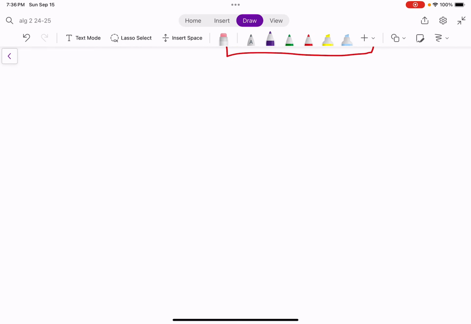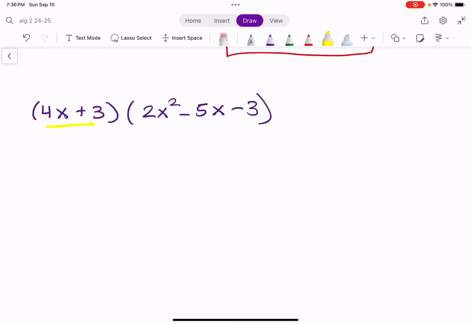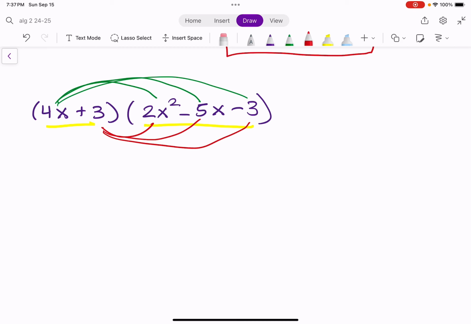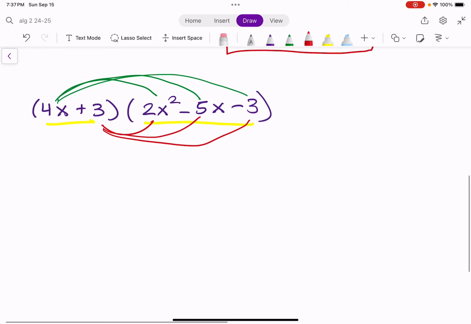Let's say we have 4x plus 3, and then we have 2x squared minus 5x minus 3. Now we're multiplying a binomial with a trinomial, because there are 3 terms in the second one. If you wanted to do the distributive property, again, you take the first term and multiply it to everything in the second parentheses, and then take the second term and multiply it to everything in the parentheses. I'm going to do the box method.